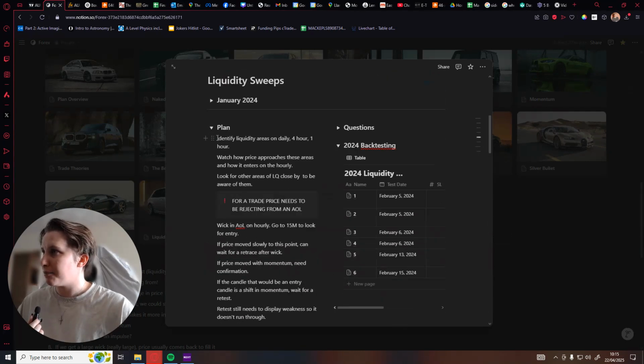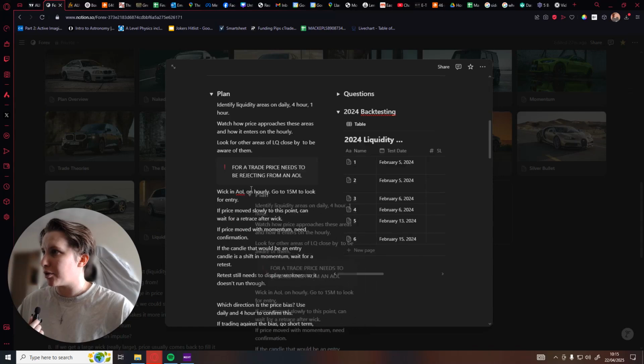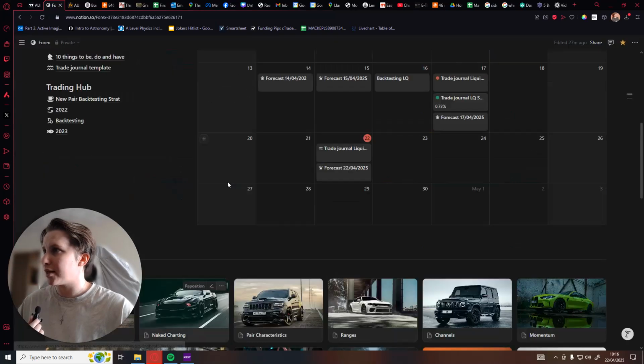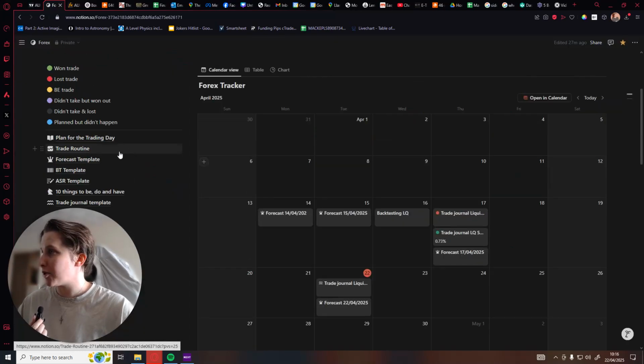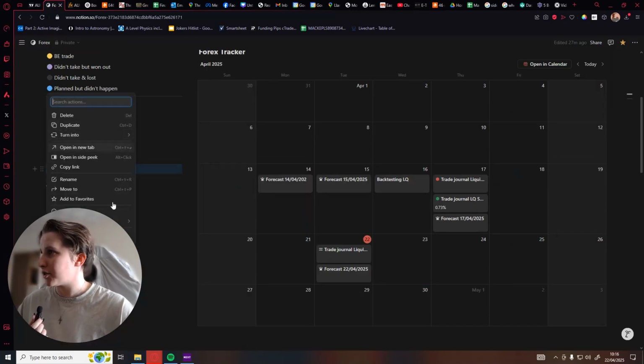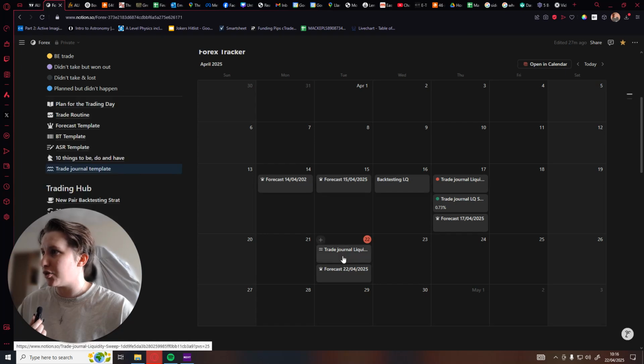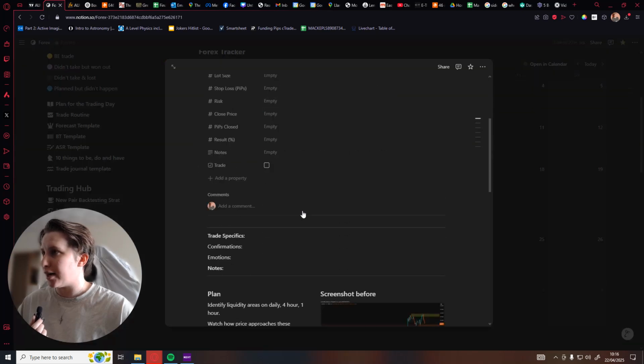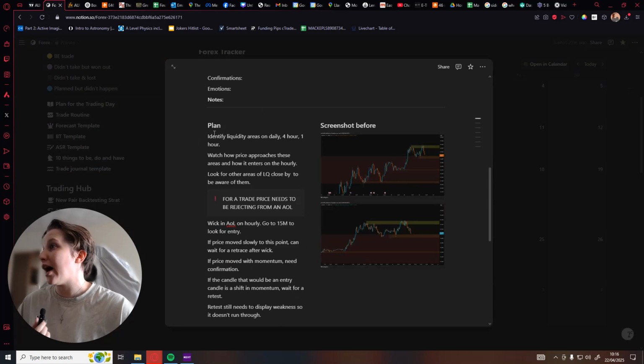So I take my plan, I copy that and paste it into my trade journal template, which I have copied here. What I do for that is copy these dots, click duplicate, and then drag it into here. And I have already done that. So here's the setup. I have my plan here and I have what the chart currently looks like.